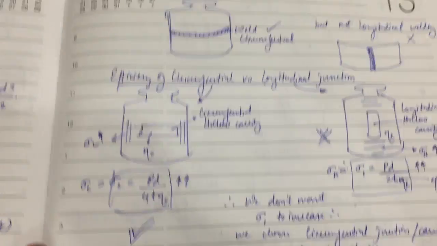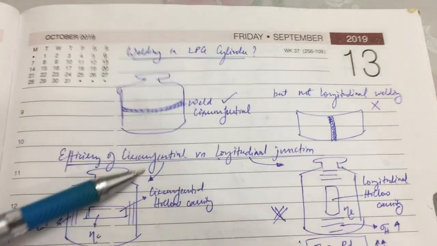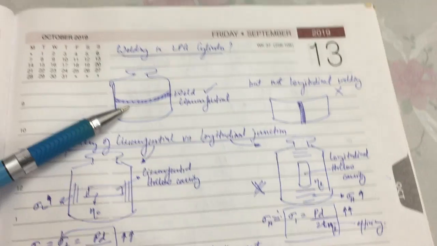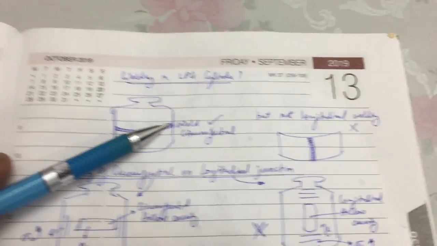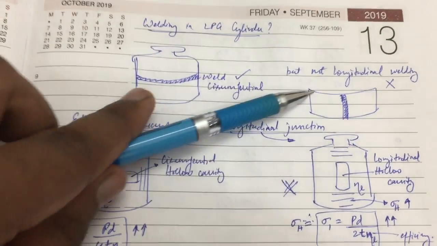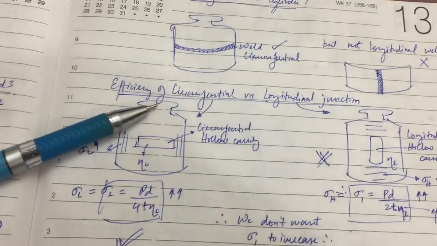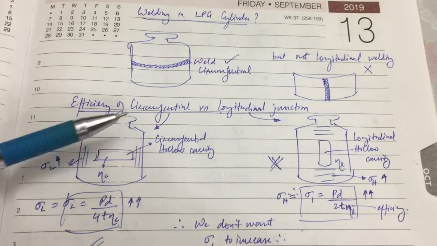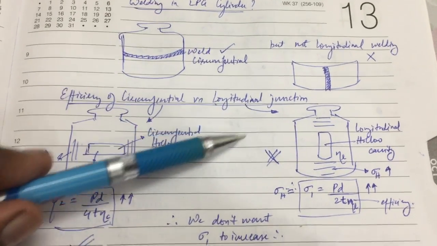Okay. Next is, as we can see from the cylinders in which you get the LPG cylinders, they are welded like this, but not like this. There is a circumferential welding, but not longitudinal welding. What is the reason? We can find the reason from the efficiency of the circumferential and the longitudinal junction.